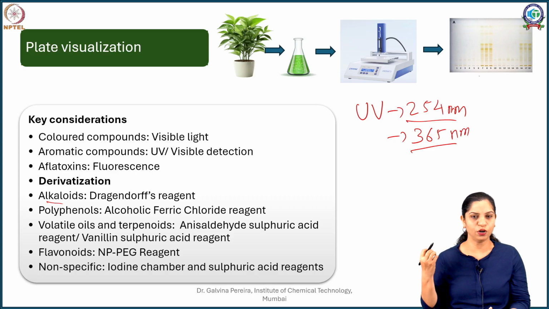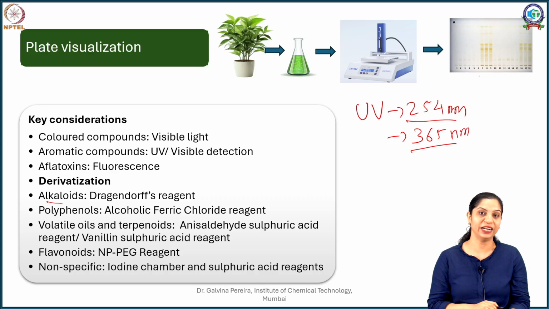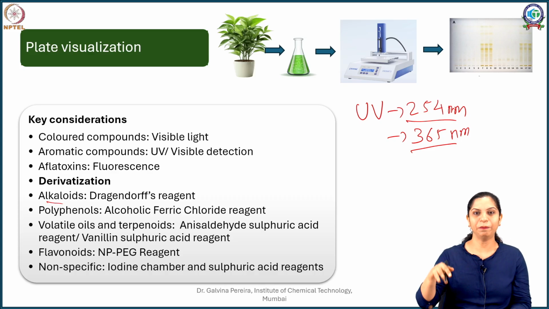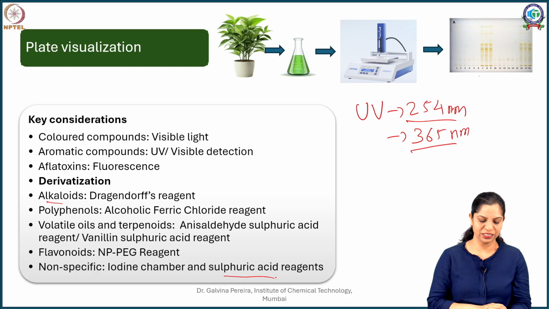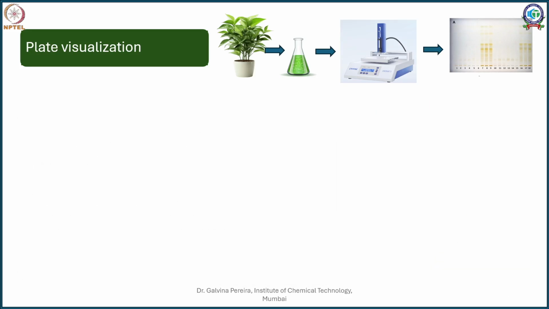If you are not sure about what compounds there are and you just want to detect non-specifically, you can keep it in the iodine chamber, wherein iodine vapors react with any compound which is unsaturated, that is, has double bonds, and then those bands become yellowish in color. Not only that, even if the compound is saturated, you can still detect it by charring it with sulfuric acid reagent. So let's see a few examples herein.